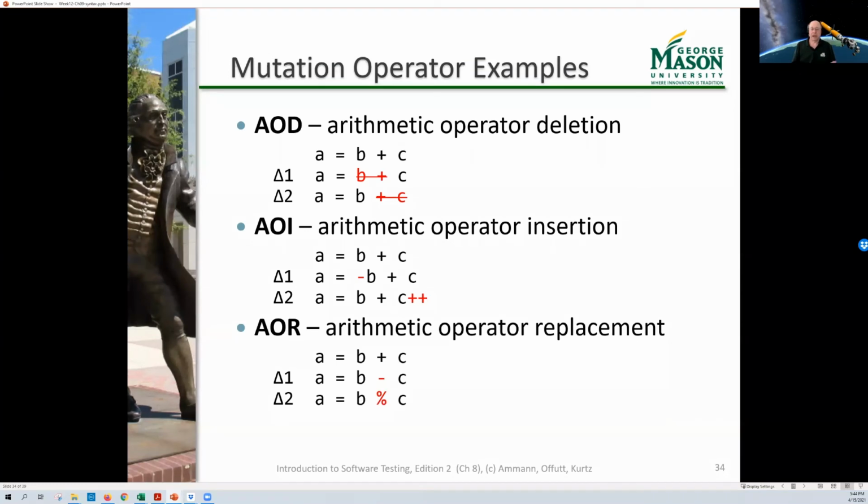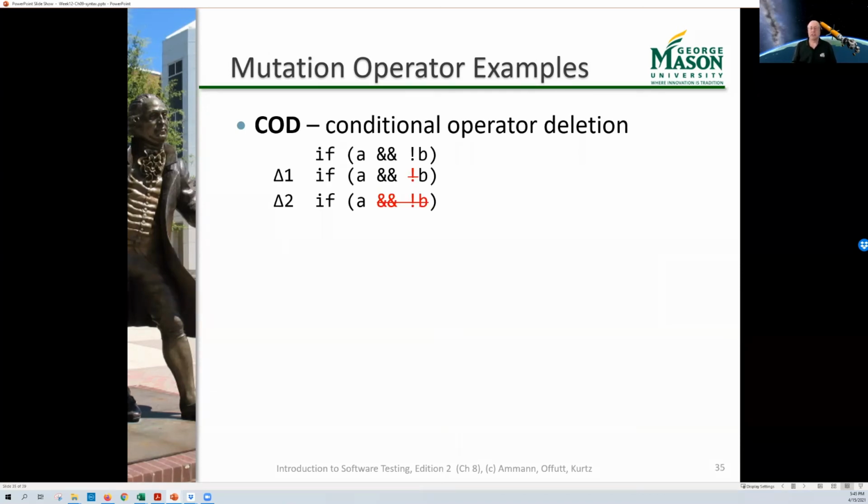We can have arithmetic operator replacement. This one's easy to understand. For every unary operator, I'll replace it with every possible other unary operator. For every binary operator, I'll replace it with every other possible binary operator. So I'll take this A equals B plus C, and I'll turn it into A equals B minus C, A equals B times C, A equals B divided by C, A equals B mod C. I think I'm done. I may have missed something.